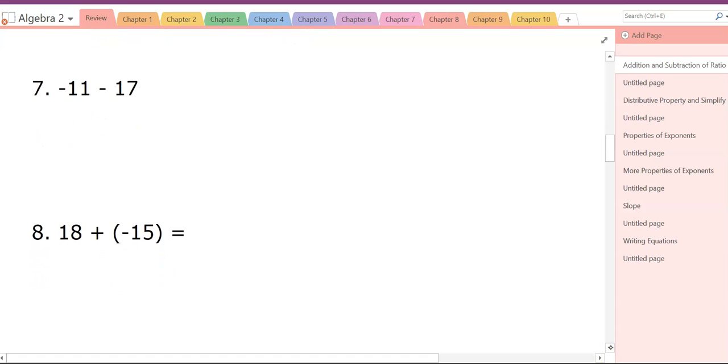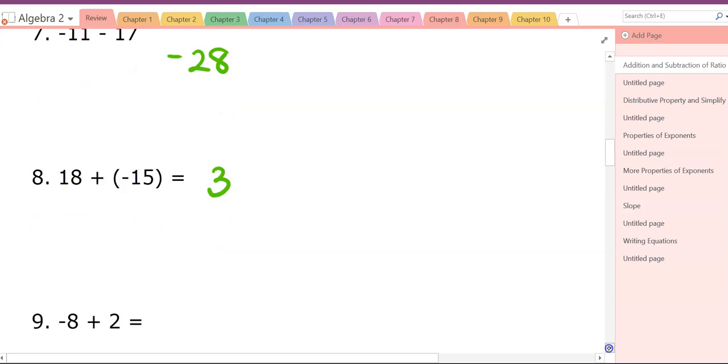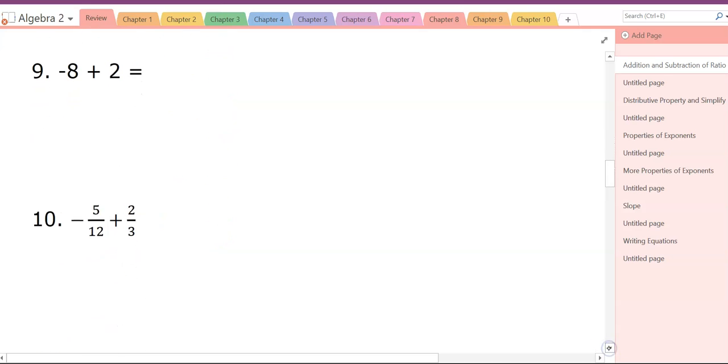For number 7, you do the same thing as number 6. You can do your keep, change rule, and you should get negative 28. And for 8, you should get a positive 3. Negative 8 plus 2 is going to leave you with negative 6.